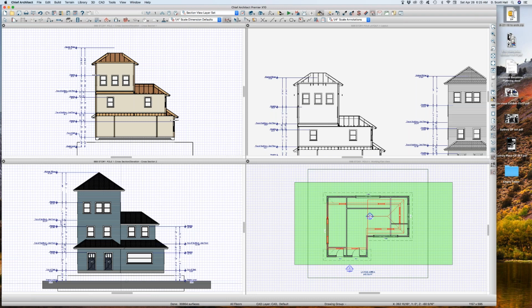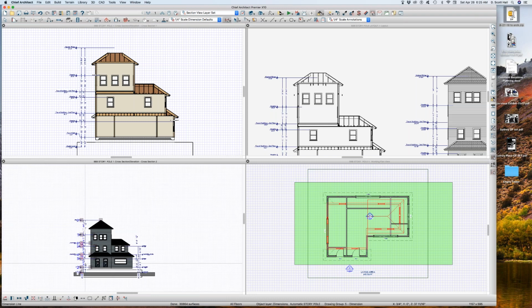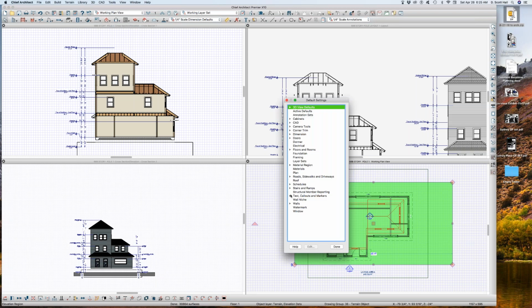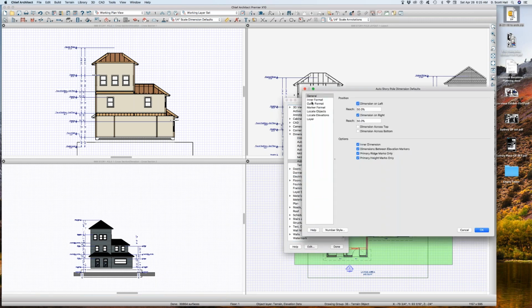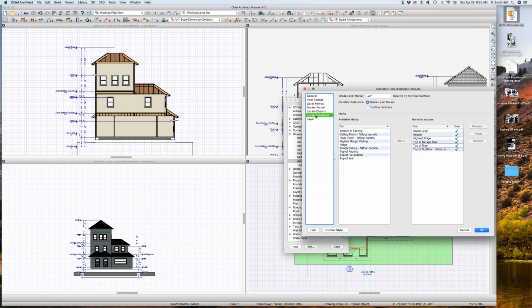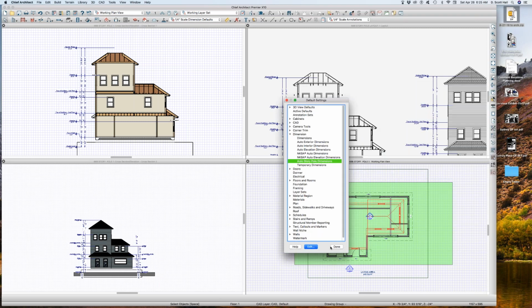It seems like in here somewhere there's what I want to be able to do, but I just haven't put together the right formula yet. Grade level markers at minus 24. Okay, done.